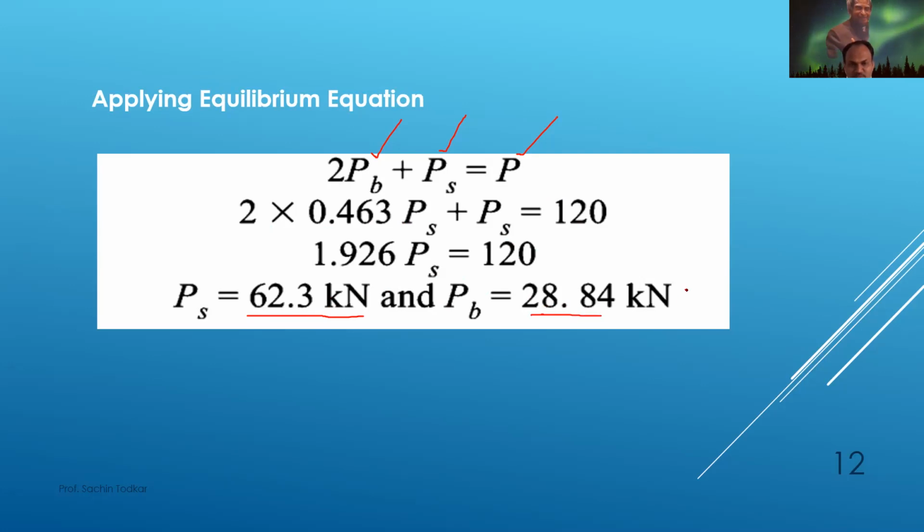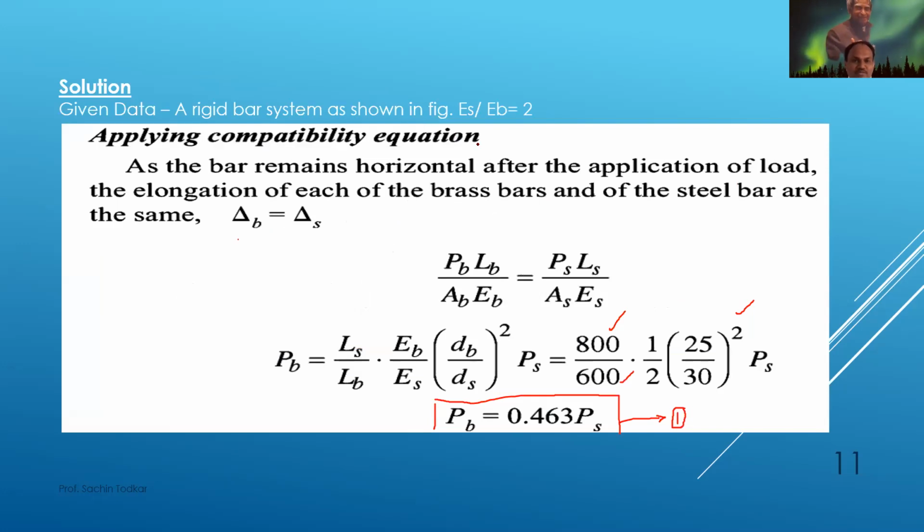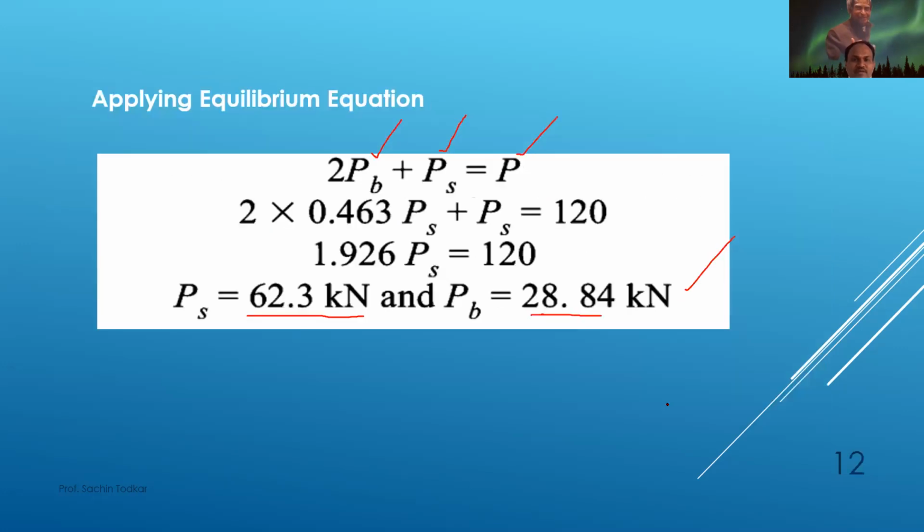PB, multiplied by 0.463, is 28.84 kilonewton. So we are going to use both equations: the compatibility equation first to get the relation between PB and PS, and the equilibrium equation, because for equilibrium the forces must get balanced. Now in the second example we'll see in detail.